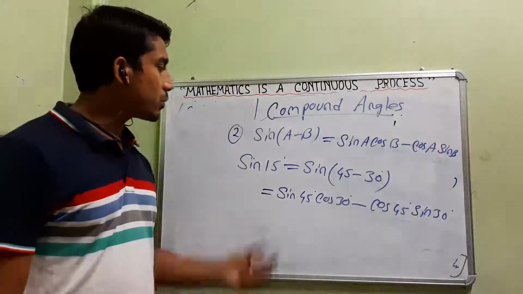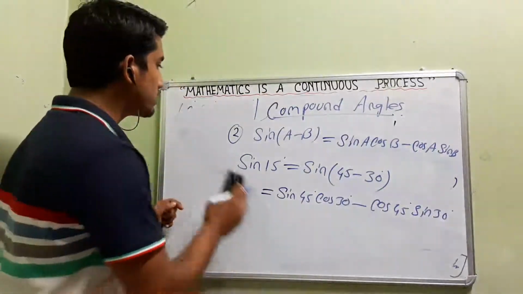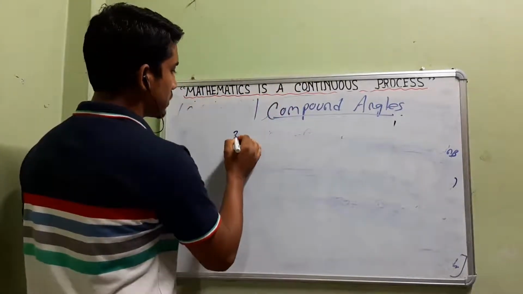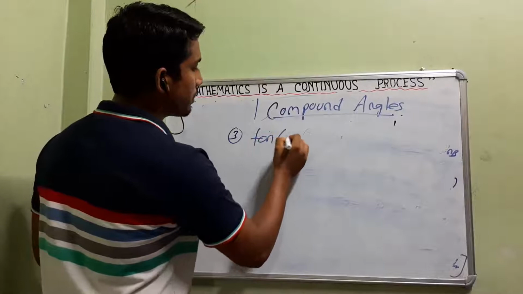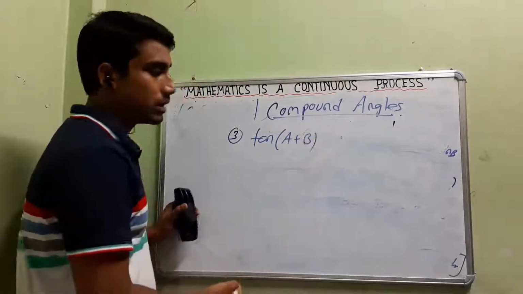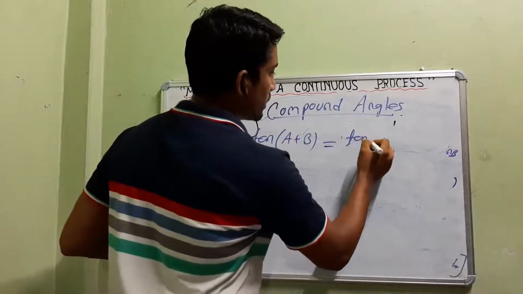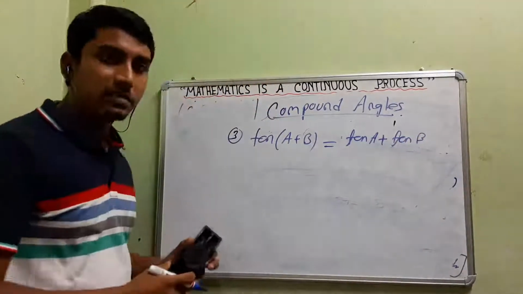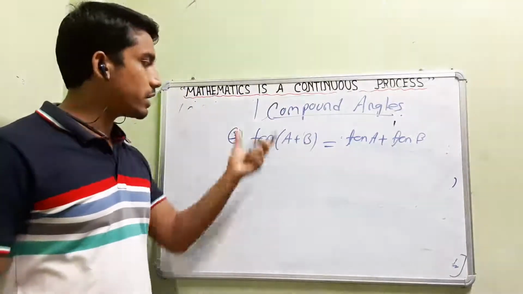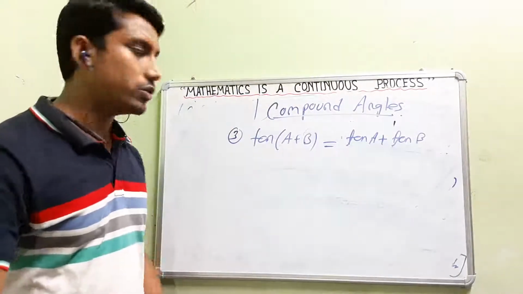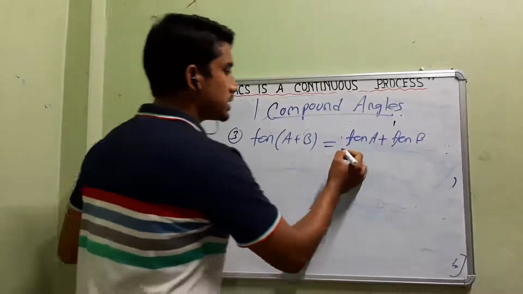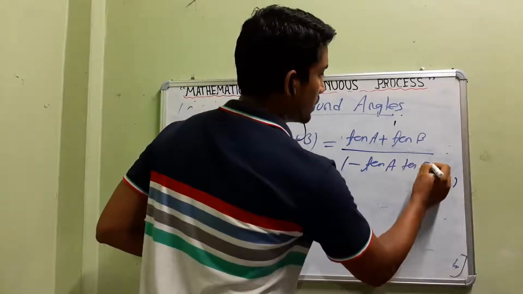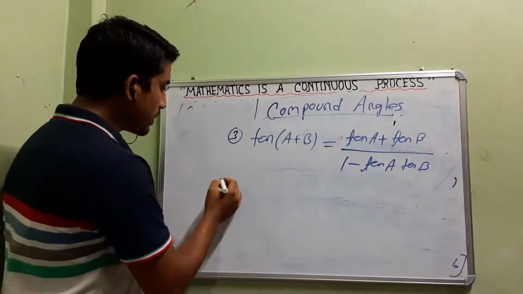So this is the process of the first two formulas. The third formula I am showing you is for tan. Tan(A plus B) is tan A plus tan B divided by 1 minus tan A tan B. These formulas are there in the NCERT book, R.D. Sharma book, any book you take. This is the formula. A similar tan(A minus B) formula is also there.